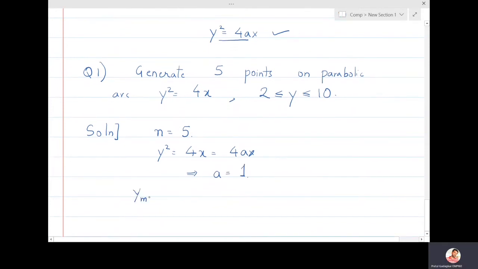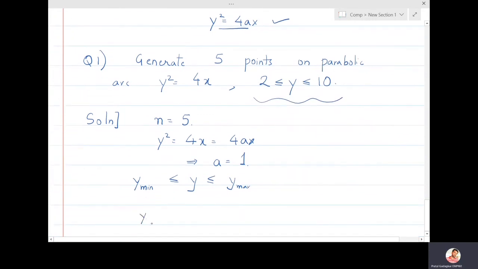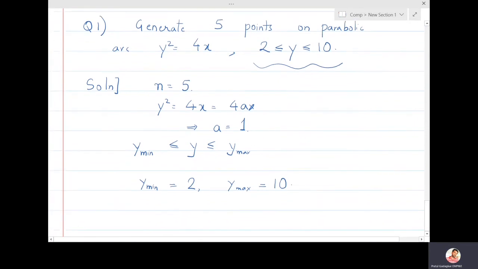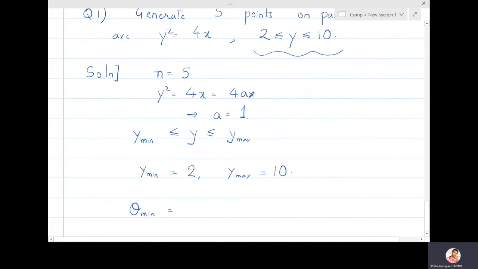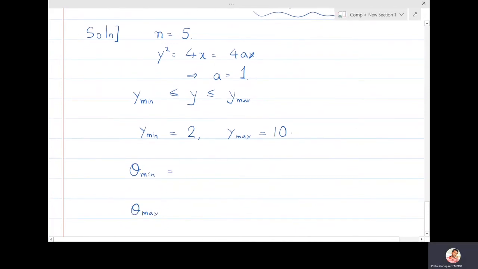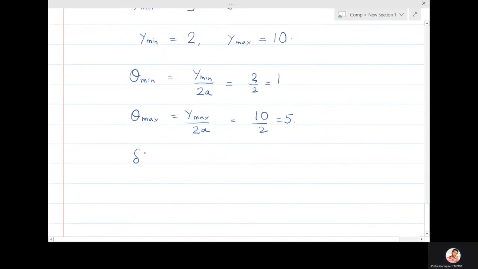Here the value of y min and y max is given to us. So when we compare it with the given inequality, we understand that y min is 2 and y max is 10. This value of y min and y max is going to help me in theta min and theta max. Theta min by the above formulas is given by y min upon 2a, and theta max is given by y max upon 2a, which is 2 upon 2, which is 1, and this is 10 upon 2, which is 5. Therefore, the value of delta theta, which is theta max minus theta min upon n minus 1, will become 5 minus 1 upon 4, which is 1. So the value of delta theta for this problem is 1.